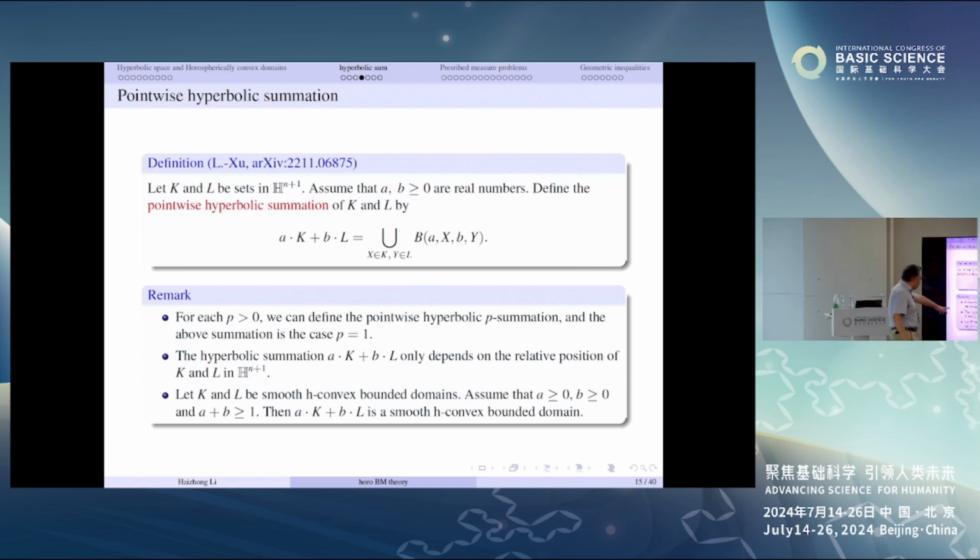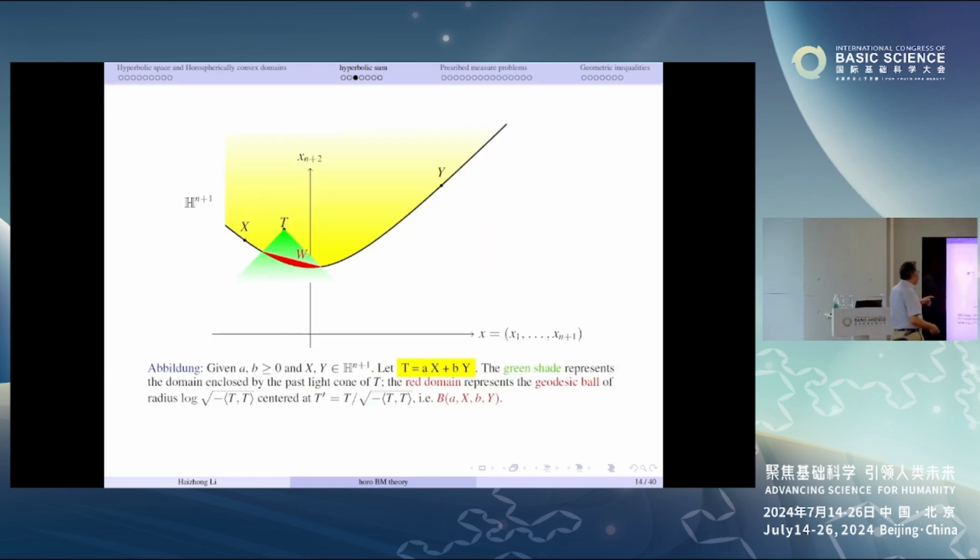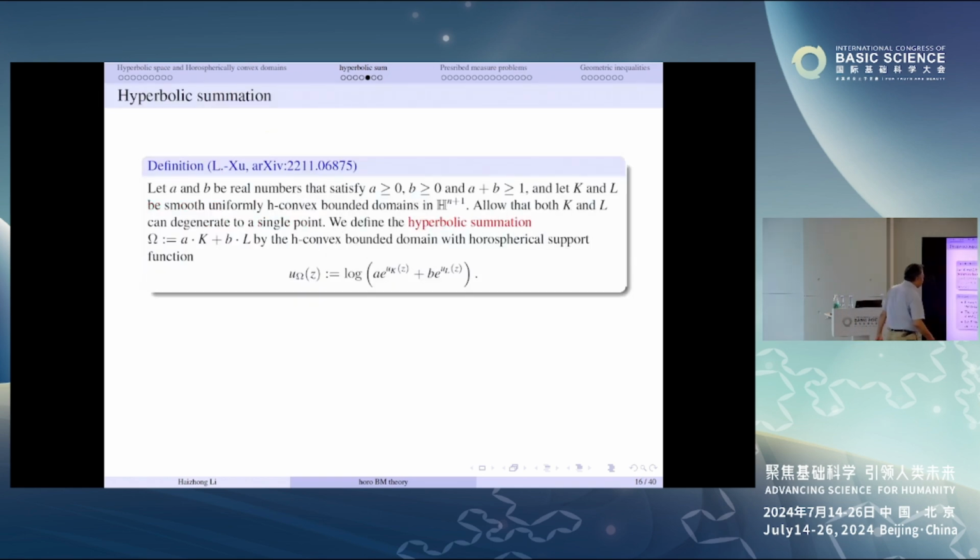Why do we need a plus b not less than 1? In the previous picture, a plus b not less than 1 guarantees this point T is inside the ball. If a plus b is less than 1, T can get out. T is outside of the hyperbolic space, so our definition is an empty set. You cannot find the T prime. So this is the geometric meaning. Before, I just mentioned the pointwise definition.